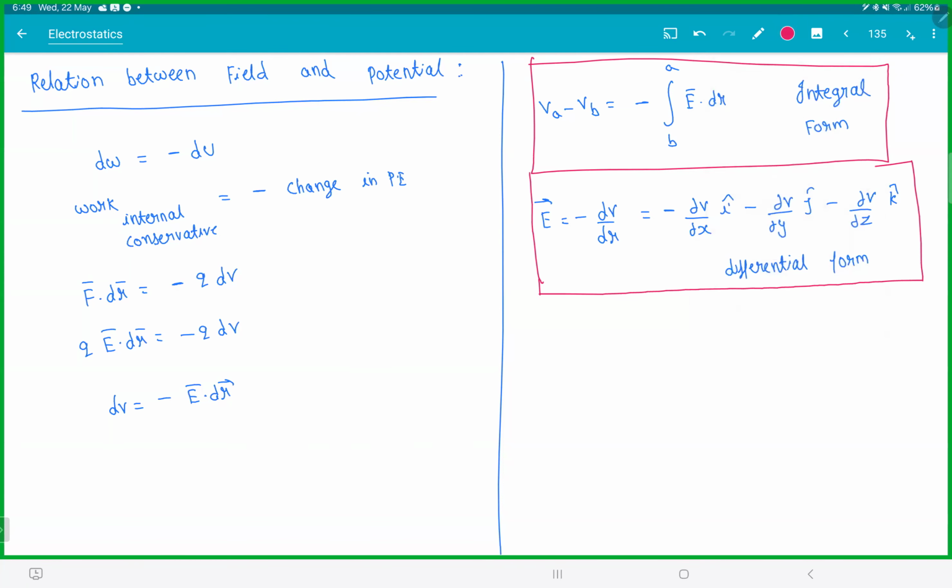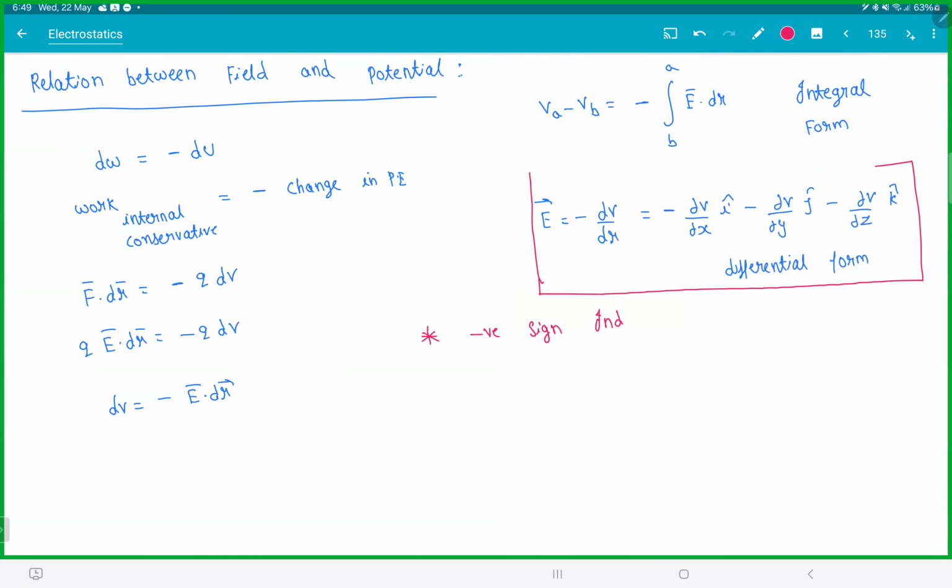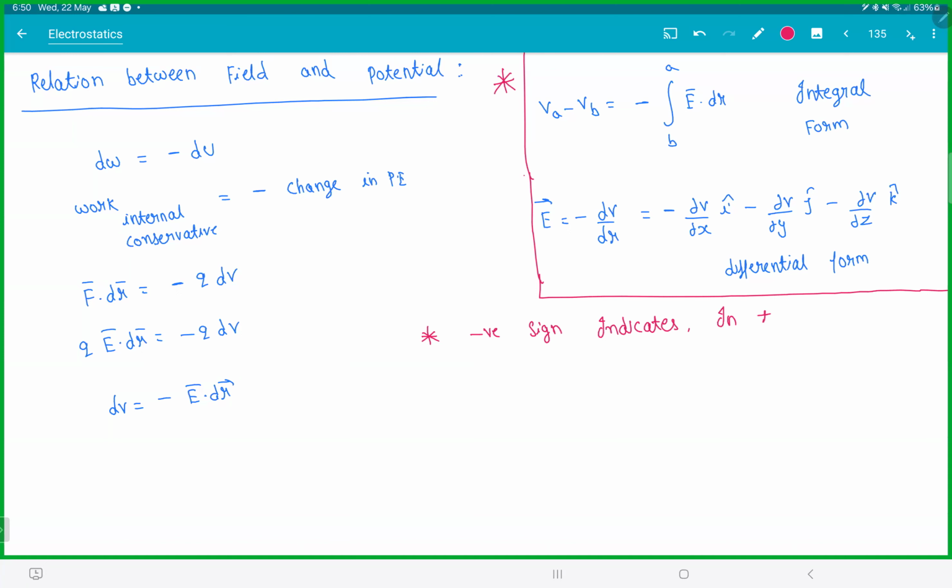The most important thing is the negative sign here. The negative sign indicates that in the direction of the field, the potential decreases. Very useful statement, right? We will see later on. Meaning, the more you travel in the direction of the field, the less and less energy you can extract.